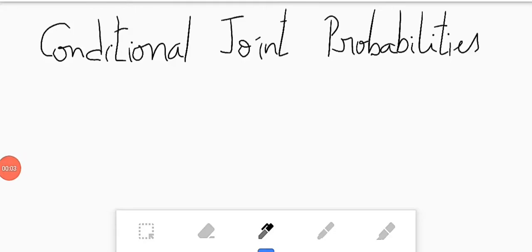In this video session, we will learn the concept of conditional joint probabilities. Bivariate random variables may also be conditioned in the same way as single random variables. So similar to a single random variable conditional CDF, we will look into the conditional CDF for joint variables. Let me write down the equation.